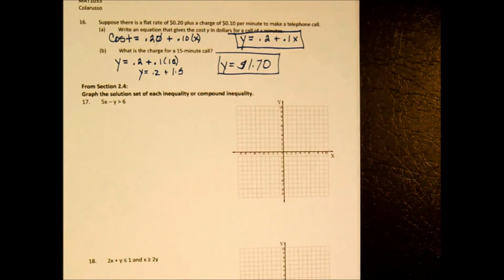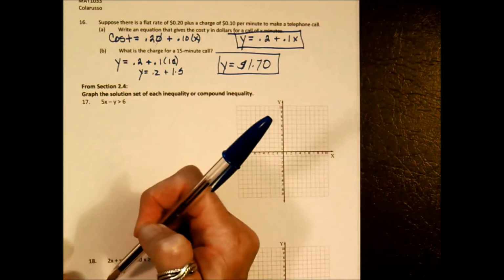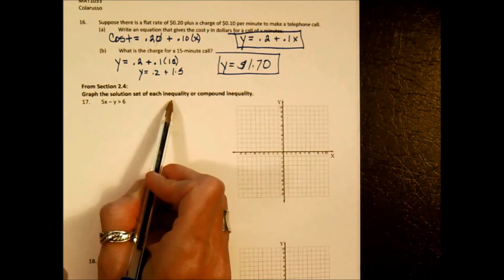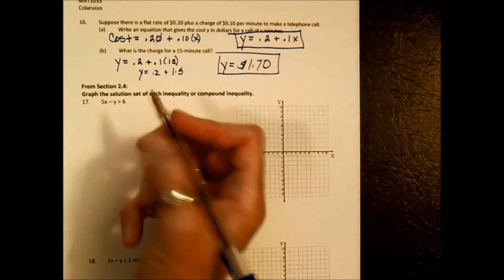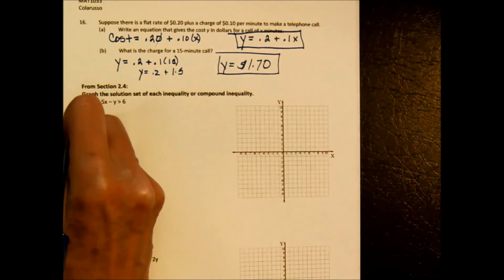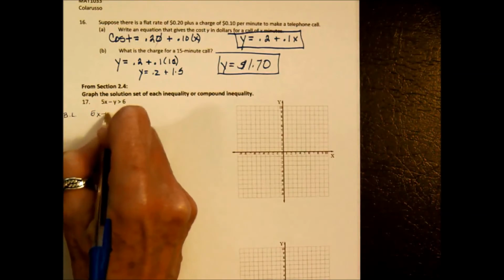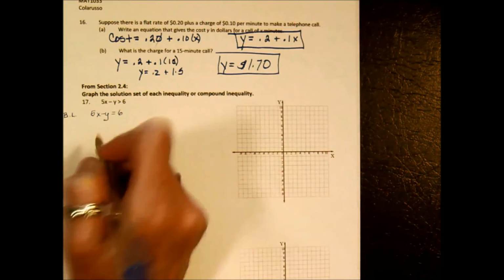Now on these next two, I'm going to use colored pens so it's a little bit finer and a little bit easier to see. So let's look at the first linear inequality, and then we'll do a compound one. This one says graph a solution of each inequality. So number 17, I have 5x minus y is greater than 6. So the first thing that you do is you write the boundary line equation. That is the same equation, but you have an equal sign instead. So 5x minus y equals 6.